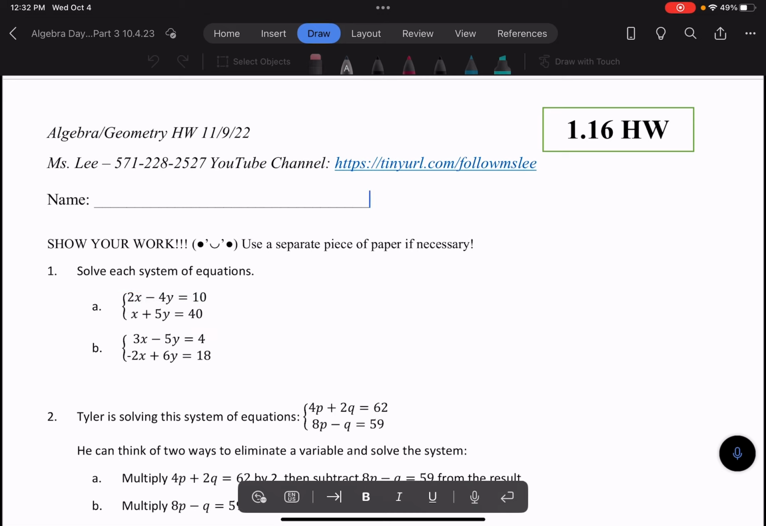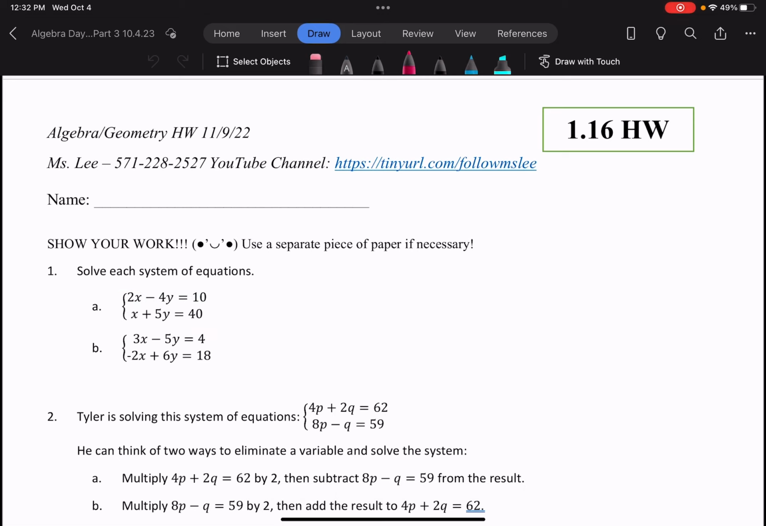However, if we have to multiply something to get an opposite coefficient, we're going to have to multiply both equations. And so it might actually be easier for us to multiply something for x to eliminate x. So in this case, I'm going to eliminate x, and I'm going to multiply the second equation by -2.